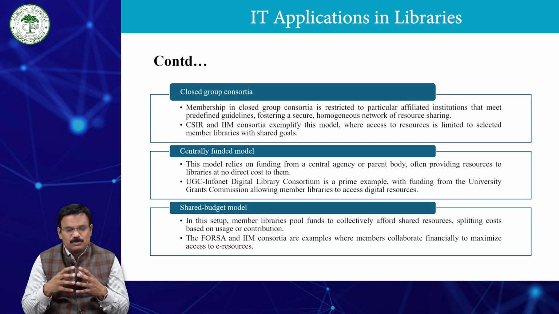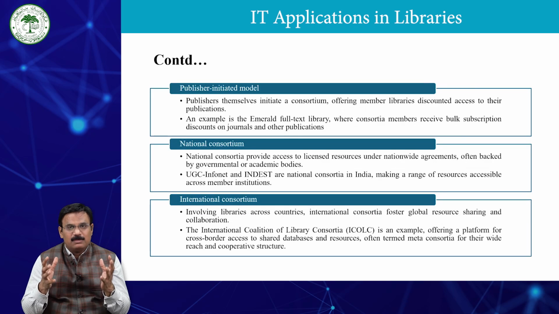The UGC Infonet Library Consortium, now known as e-Shodh Sindhu, is a prime example with the funding from University Grants Commission and AICTE, allowing member libraries to access their digital resources. The shared budget model: in this setup, member libraries pool funds to collectively afford shared resources, splitting cost based on usage or contribution. The Forza and Indian Institute of Management IIM consortia are examples where members collaborate financially to maximize access to e-resources.